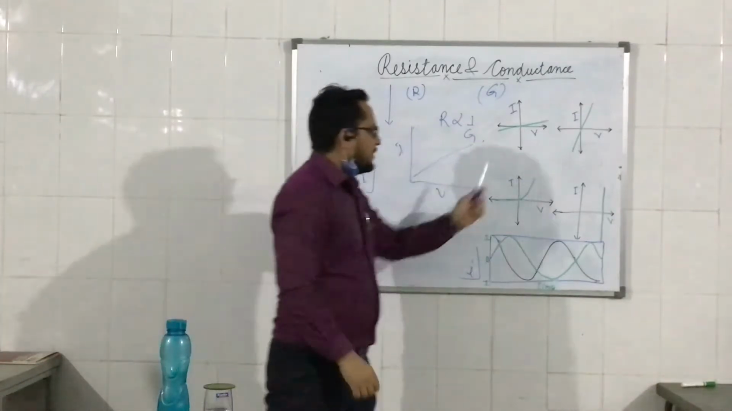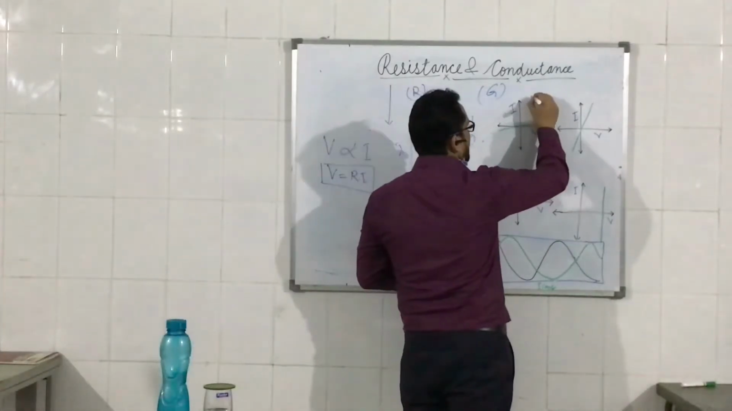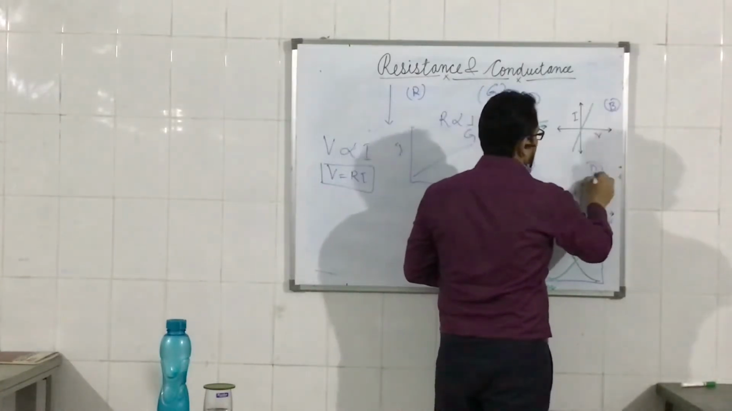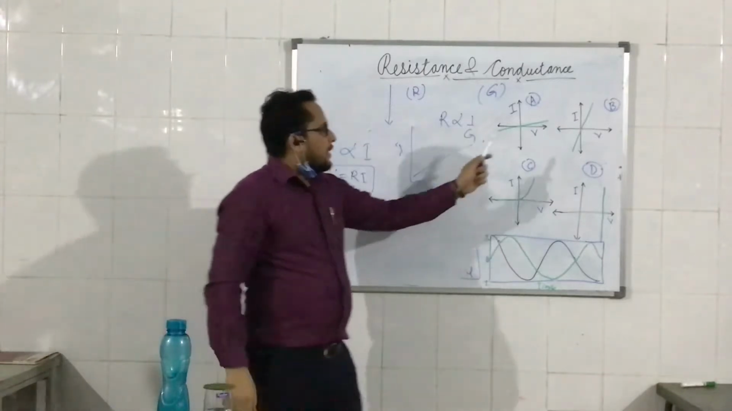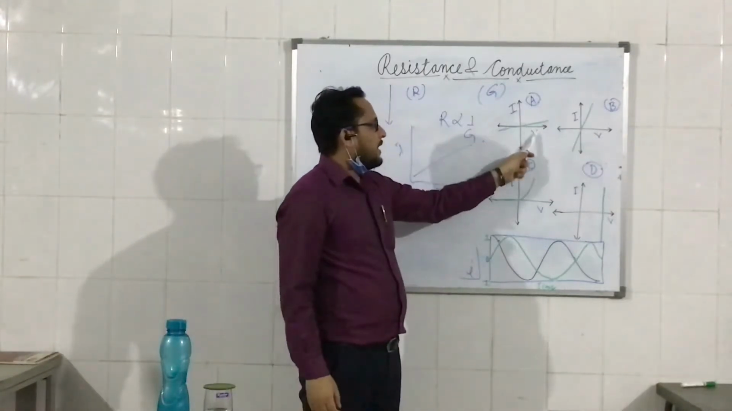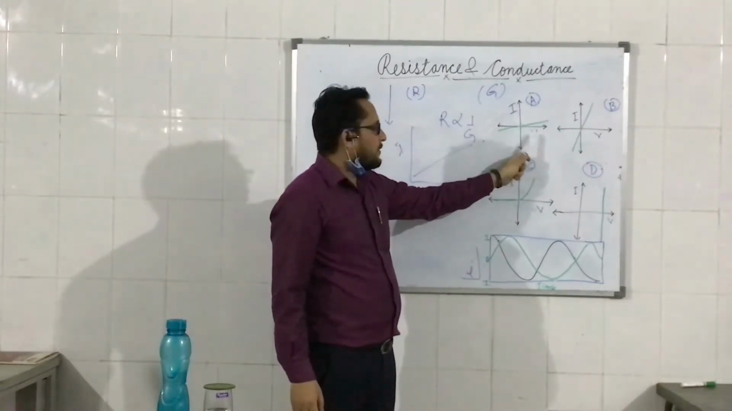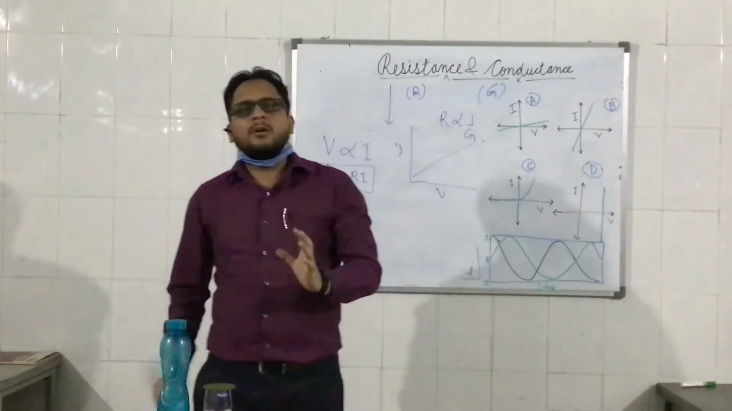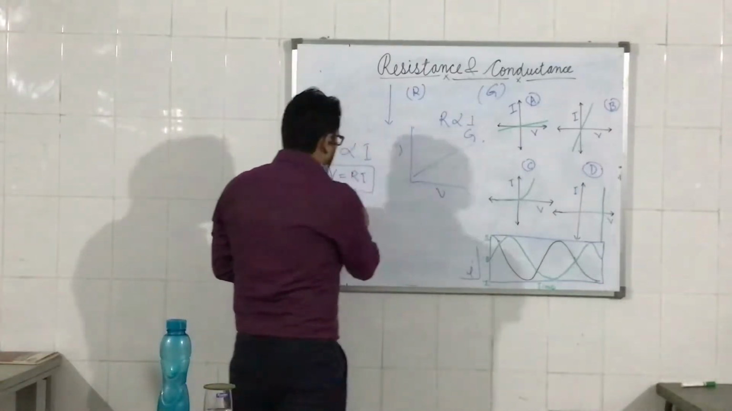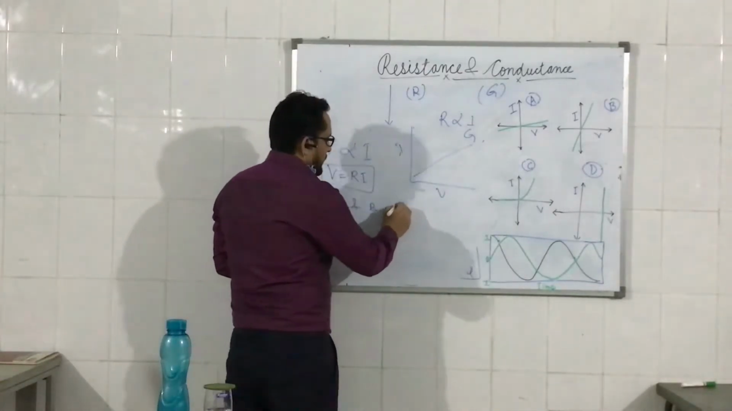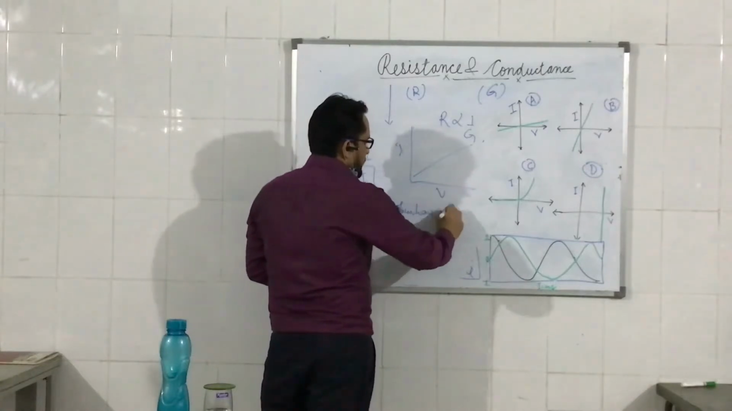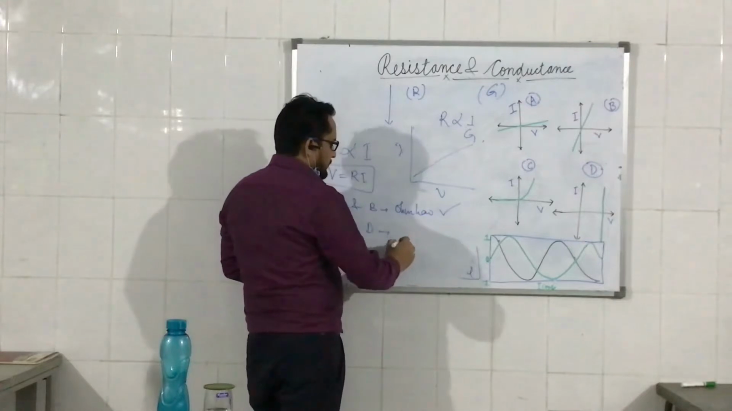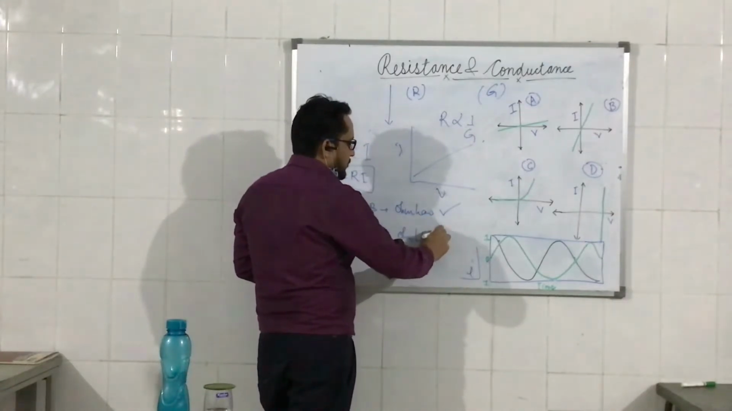For example, you can see 4 different graphs here: graph A, B, C and D. In graph A and B, the IV curve, current versus voltage, we are getting a straight line which is passing through the origin. They both are following Ohm's law. So A and B are following Ohm's law, while C and D do not follow Ohm's law.